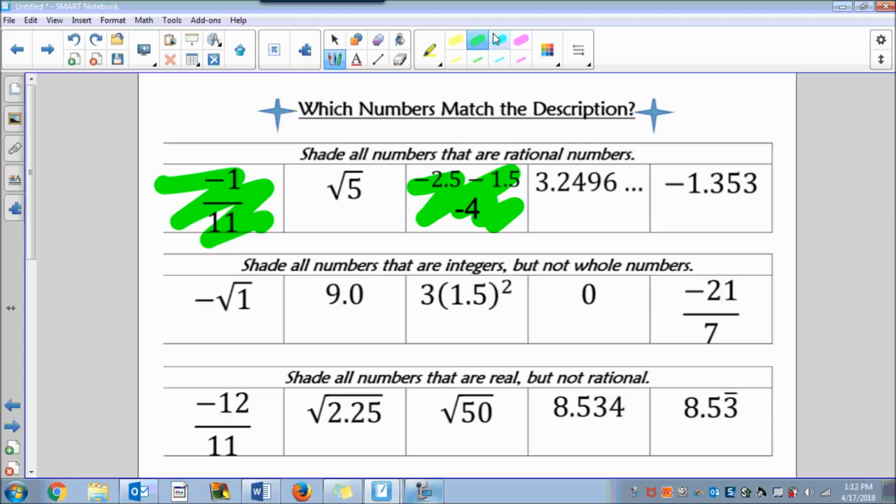The next one is 3.2496. That 3 dots, the ellipsis at the end of that, tells us that that number is going on forever. It doesn't look like there's a pattern. 2, 4, 9, 6, those are all different. That's an irrational number. It's a number that goes on forever, and it doesn't repeat. The final one, -1.353, that decimal stops right there. That is the last decimal place, meaning it's a rational number. Decimals that stop are always rational.